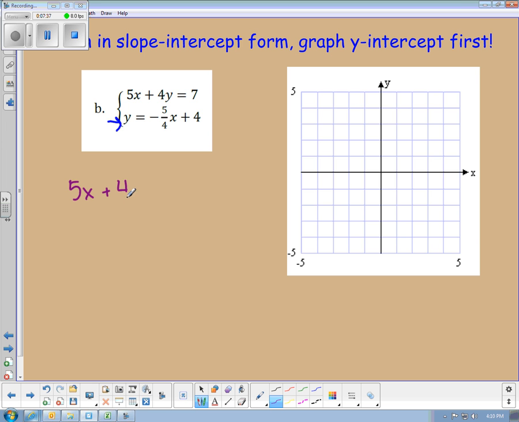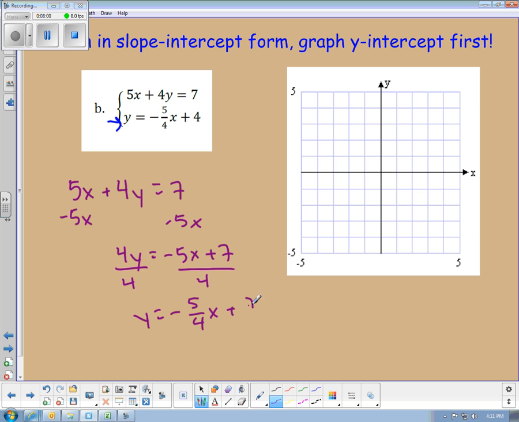5x plus 4y equals 7. I need to subtract 5x. I end up with 4y equals negative 5x plus 7. And then I need to divide by 4. Divide by 4, and I get y is equal to negative 5/4 x plus 7/4. Oof, that's a fun line.